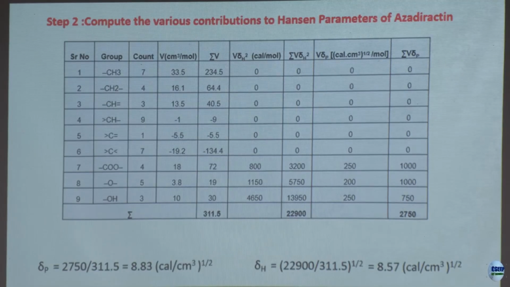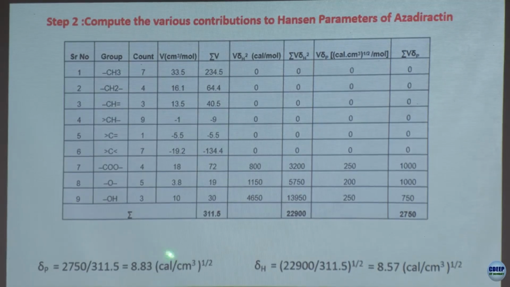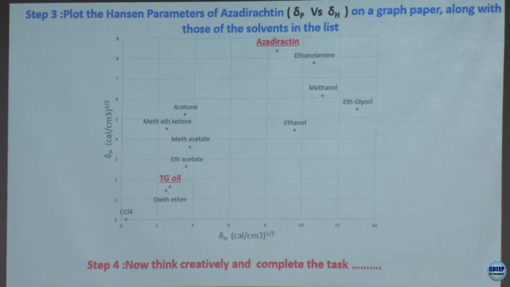There may be an error, I am not very sure, but most likely there is not likely to be an error because nearly 10 classes have verified this number. Fine. So once you have this value, okay, the next step is that you plot on the Hansen diagram. So the azadirachtin is shown here, the triglyceride oil is shown here. Everything is not shown here, okay, so only the relevant solvents are shown.